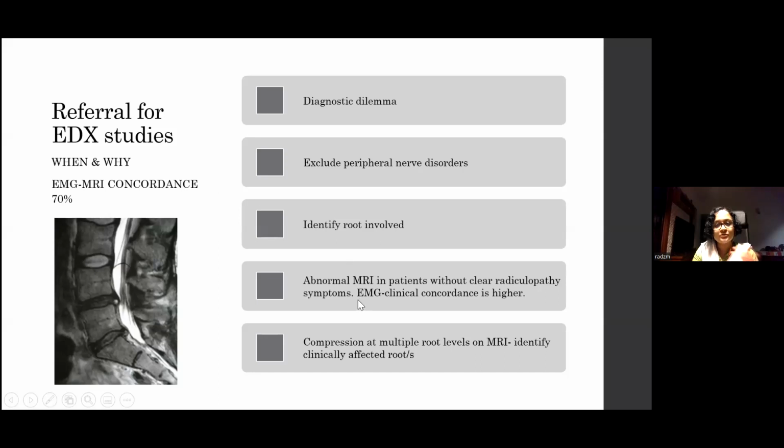Also, as you do MRIs, a lot of patients have vague pains, and we tend to do MRIs. When we do MRIs, what we find, multiple levels of compression might be seen, spondylosis might be seen. But the problem is that we don't know whether this is clinically significant or not.